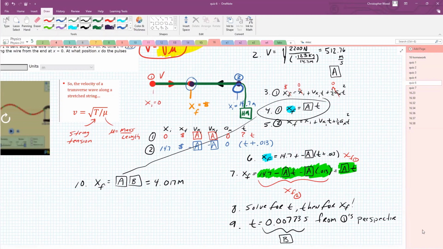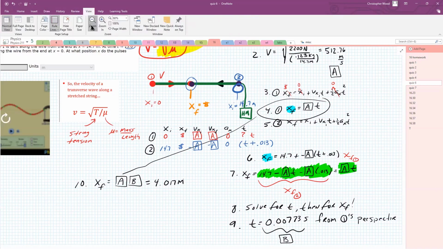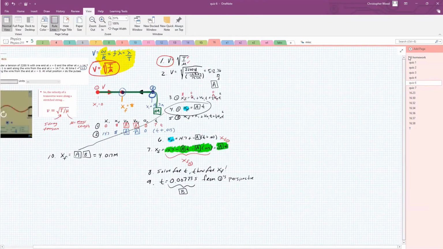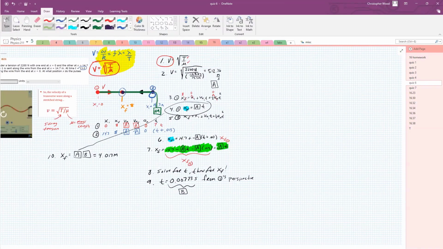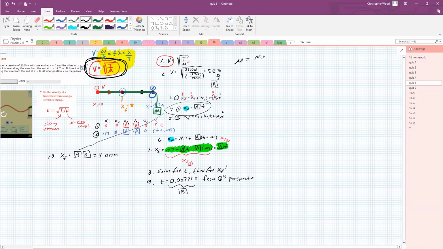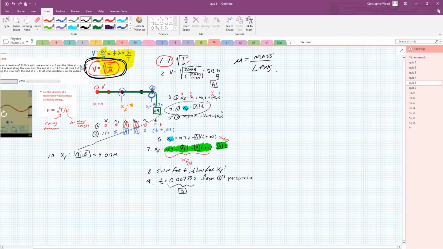So the real takeaway from this problem: the beauty of this problem is not kinematics. That's not the central focus right now. Right now, kinematics is just another tool that we have mastered and are happy to use. But the new introductions are right here. It's this velocity of a wave or disturbance traveling through a string in tension, and it's this mass density, mu equals mass per length. And just a clever application of those properties.